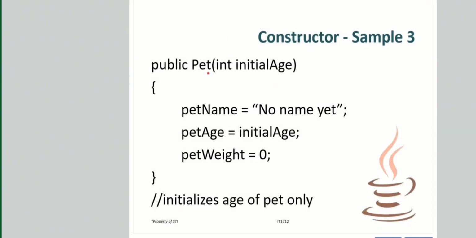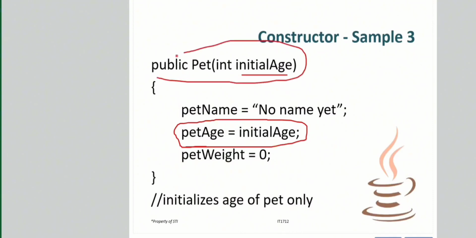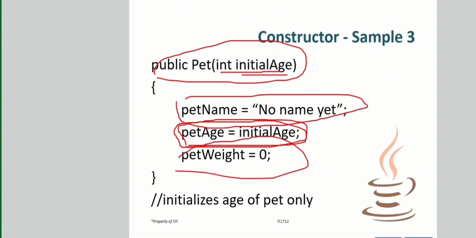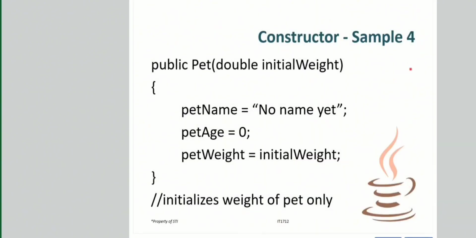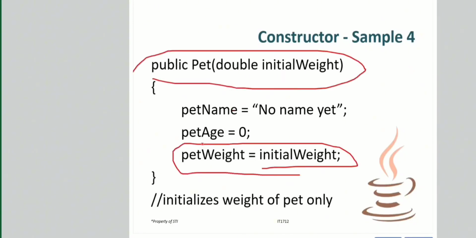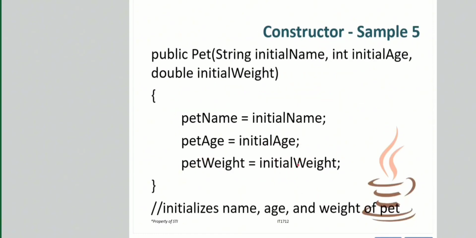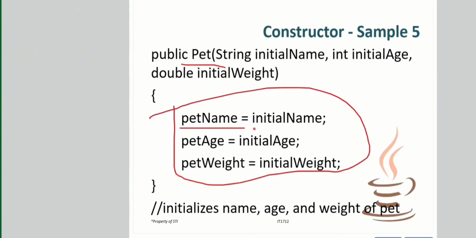And we have the third example, initial age. For the age, this only sets the value for the age only. So when you call this constructor, the value for this parameter will be put inside the pet age variable. That means it does not change the name, it does not change the pet weight. The same thing with the fourth constructor example. This one only initializes pet weight, and the rest will not change. Public Pet. This constructor will initialize all the values of these variables. So we have pet name, age, and weight.